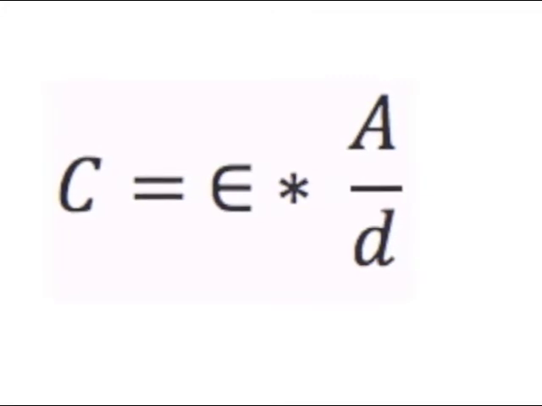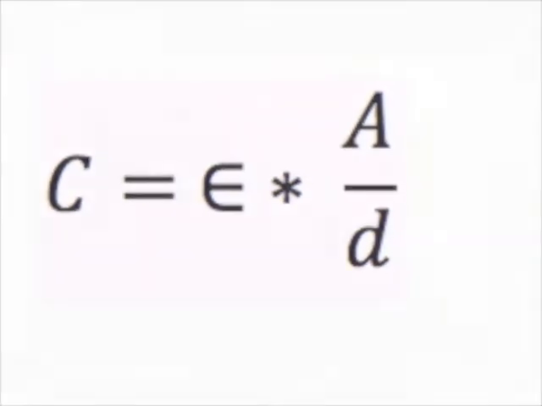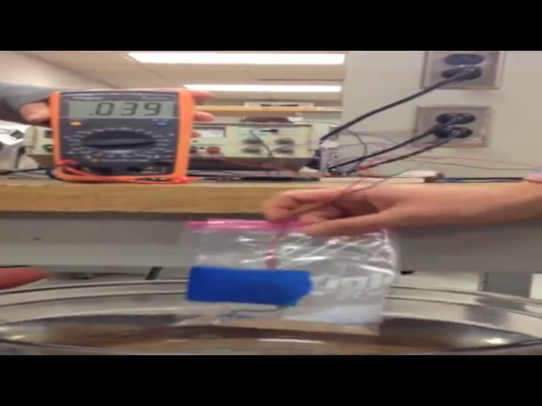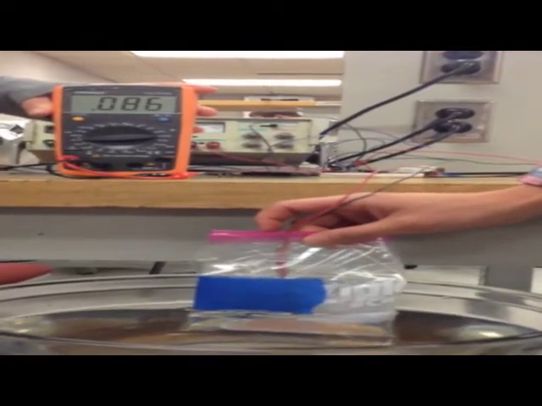Epsilon is a constant determined by the substance between the plates. The value of epsilon of water is 80 times bigger than the value of epsilon of air. Therefore, the capacitance of the plates in water is bigger than the capacitance of the plates in air.